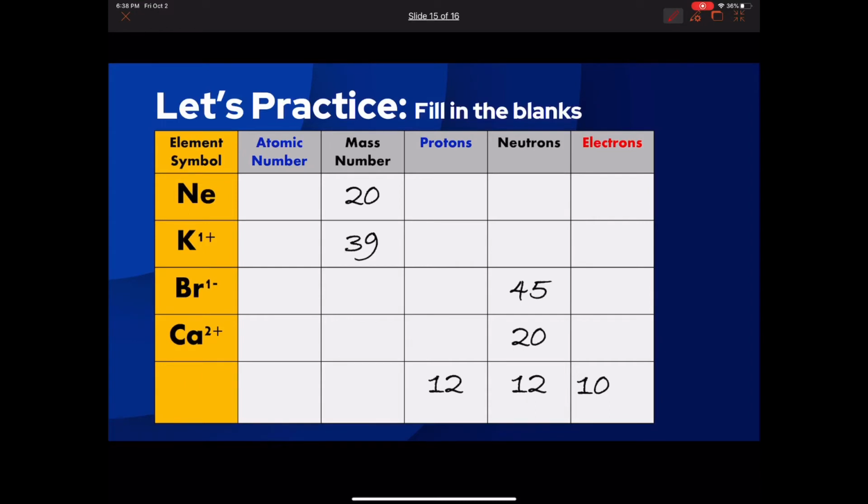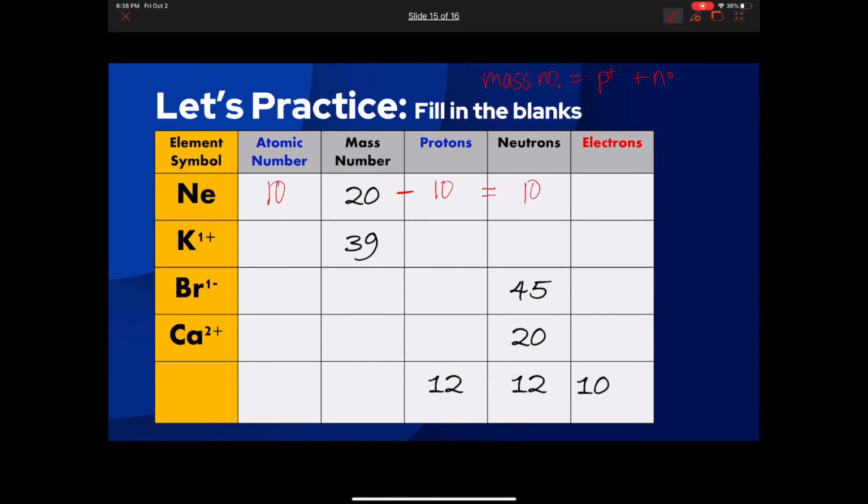So on your periodic table, if you look neon up, the atomic number is 10. That means neon will also have 10 protons. Now, if you recall, mass number equals the sum of the protons plus the neutrons. So here we're given the mass number and we found the protons. So all you have to do to find the neutrons now is subtract these two. 20 minus 10 gives you 10 neutrons.